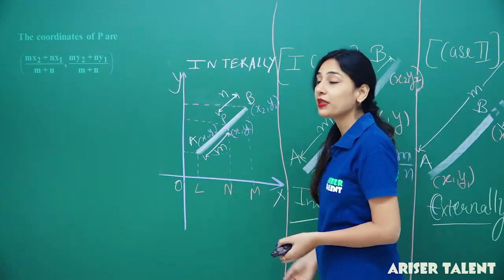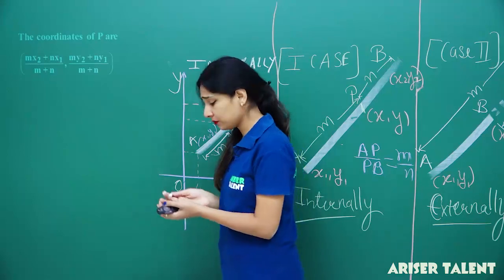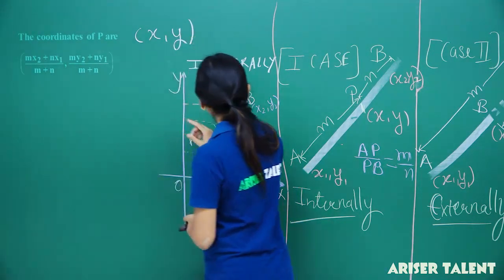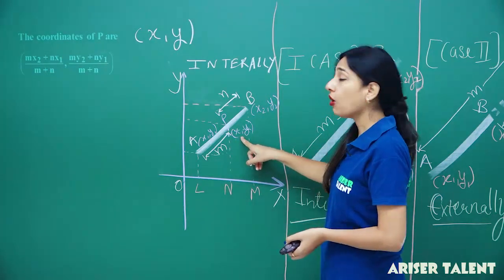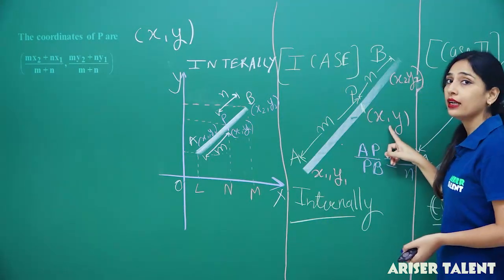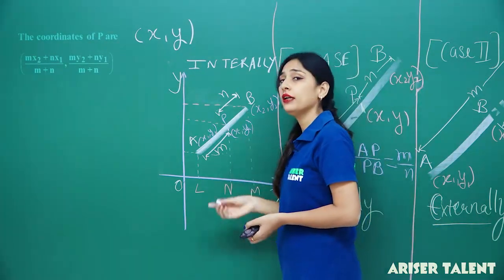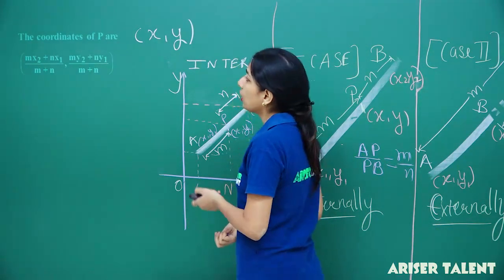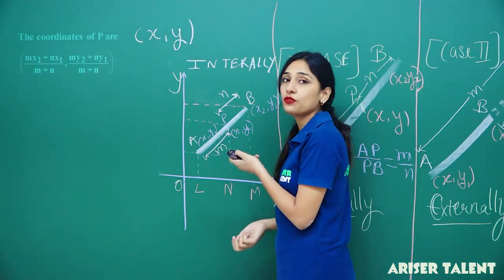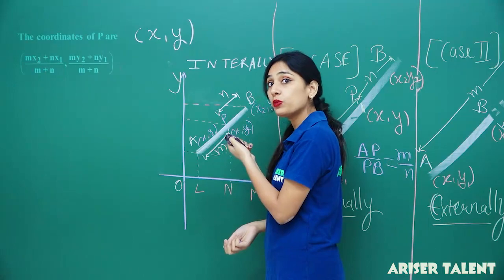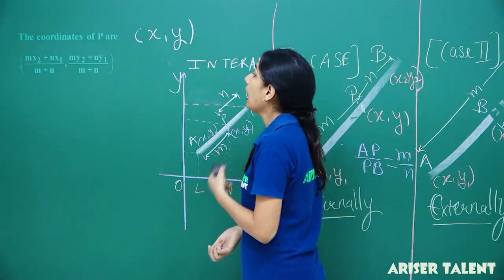So the coordinates of P. Coordinates of P are what? Coordinates of P are X and Y. You can see here P X Y. Also you can see here P X Y. Okay, so we are talking about only internally. So we are talking about only X and Y, P internally. So it's Mx2 plus Nx1 upon M plus N. Similarly here it is My2 plus Ny1 upon M plus N.